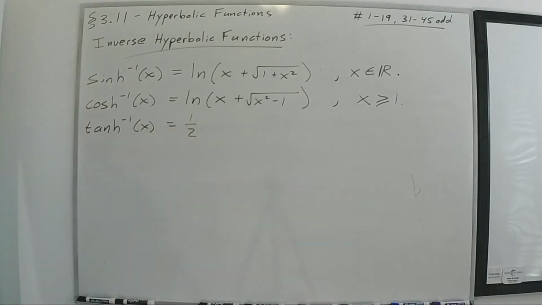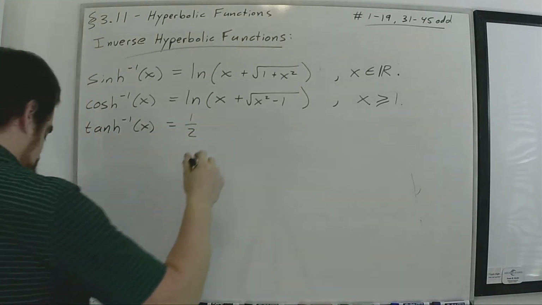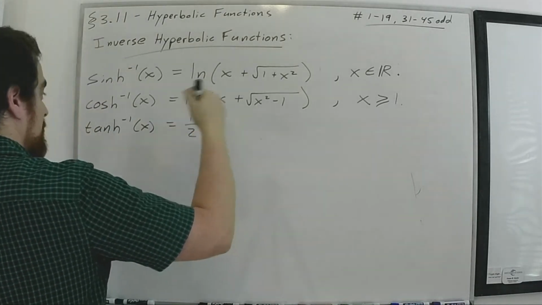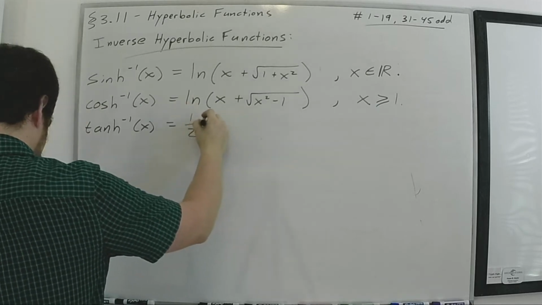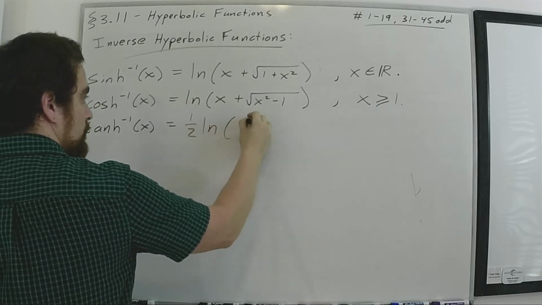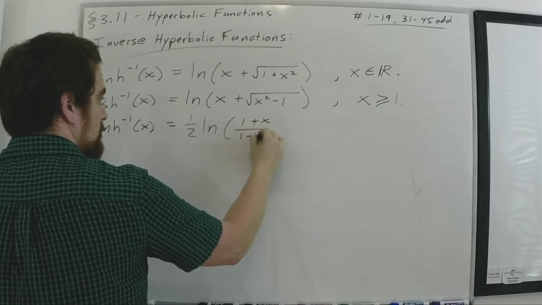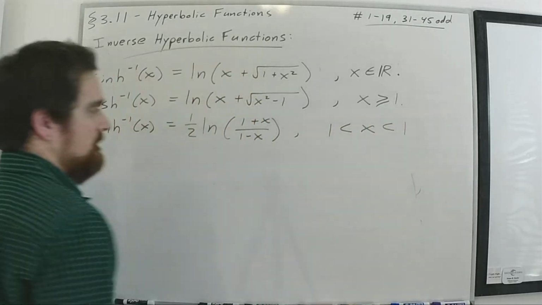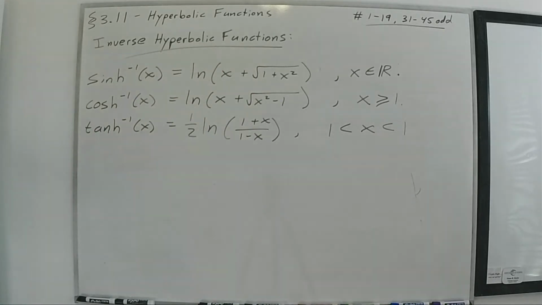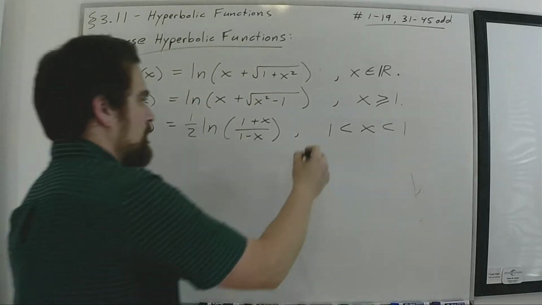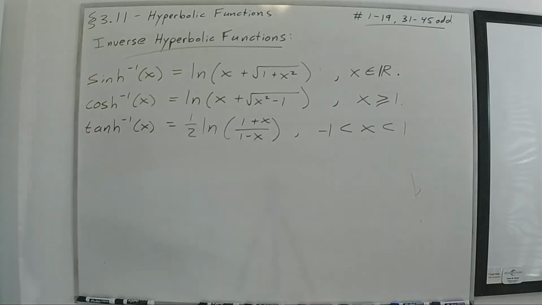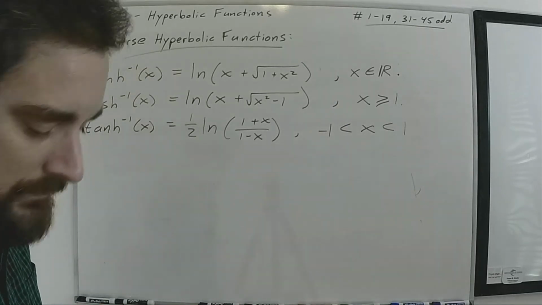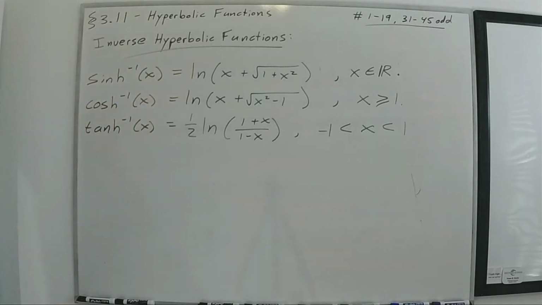Tangent hyperbolic inverse of x is 1/2 log, and here's a weird one, of 1 plus x over 1 minus x. A very, very strict domain there. We've got to be between negative 1 and positive 1. It's a really weird function there.